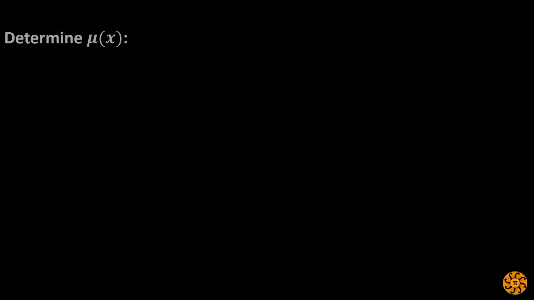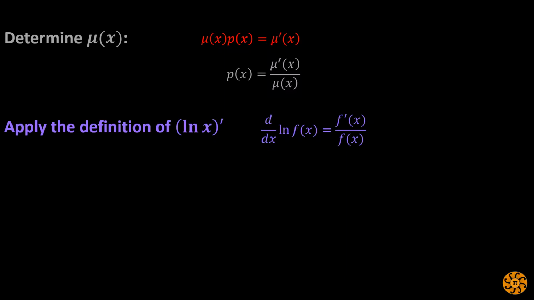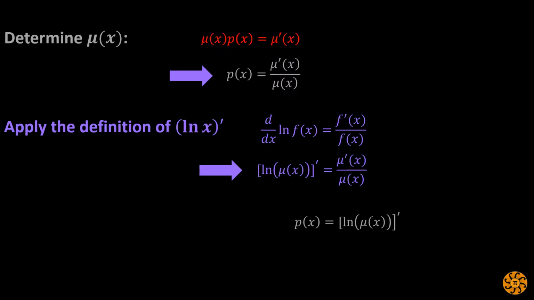In order to determine mu of x, we need to remember our assumption from before, that mu of x times p of x equals mu prime of x. From this equation, we can determine what p of x is. Now, we can look at something familiar. We can take a look at the derivative of the natural log of x. It takes on the same form as p of x. So we can conclude that p of x equals the derivative of the natural log of mu of x.